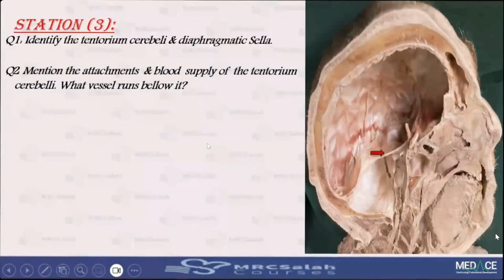Mention the attachments and blood supply of the tentorium cerebelli, please. So it's attached anteriorly to the superior part of the petrous bone, close to the oculomotor nerve, and medially is attached to the falx cerebri. And what is its blood supply? I'm not sure about the blood supply actually.